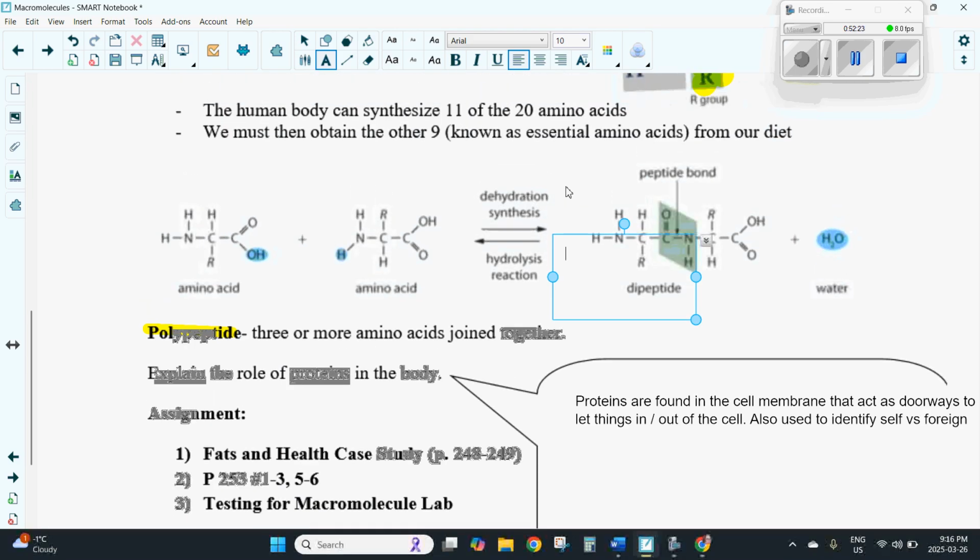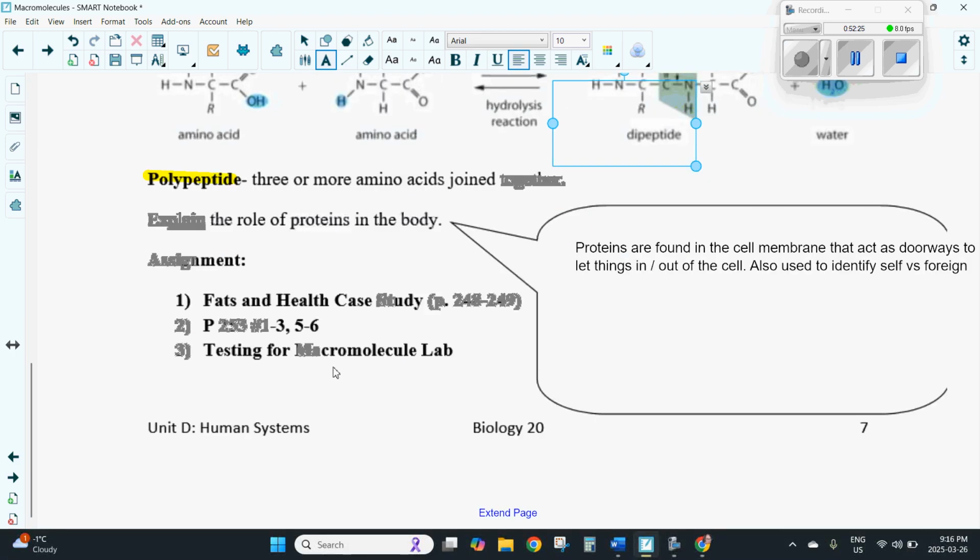We are going to move on tomorrow to our next lesson. We are going to be doing a macromolecule lab at some point, probably next week, or maybe later this week.